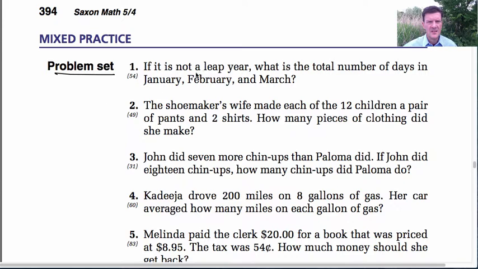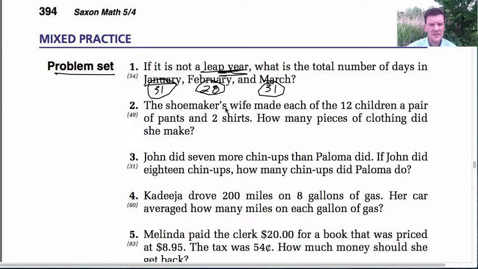Okay? Alright, if it is not a leap year, that just means that February has 28 days instead of 29. Okay? What is the total number of days in January, February, March? So, not a leap year. February is going to have your 28, is that right? March is going to have your 31. If I did that right, okay? Total number of days in January, February, March. So if I have those numbers right, you can check me, okay? You're just going to add up all the days in each of those months, okay?